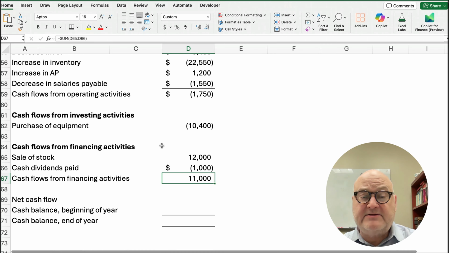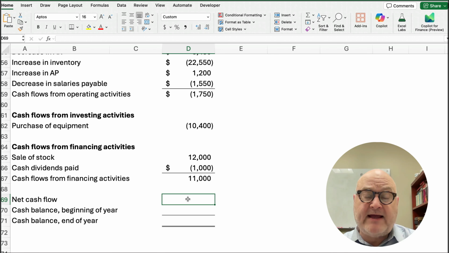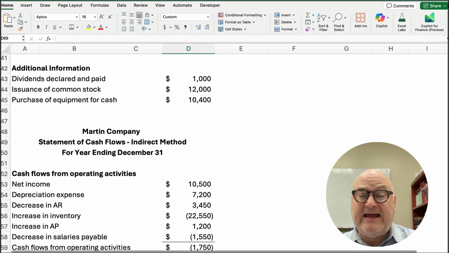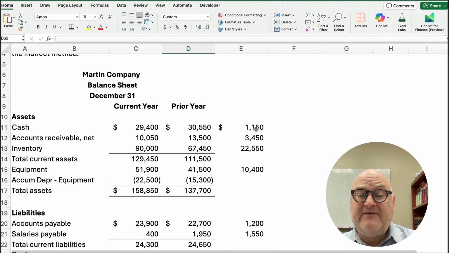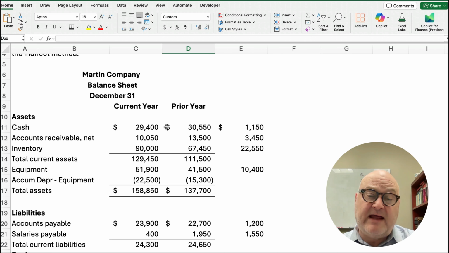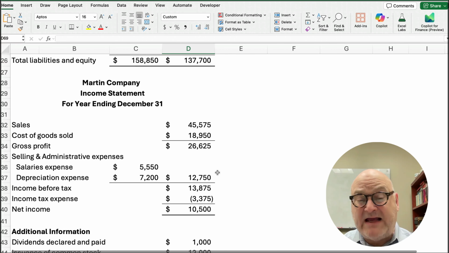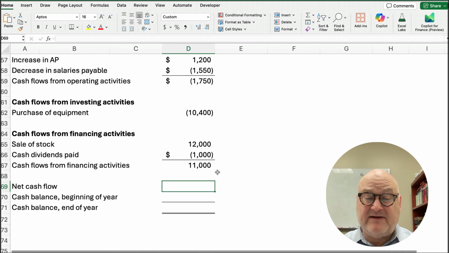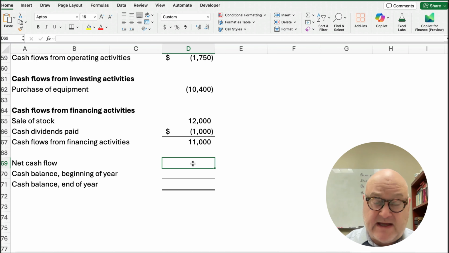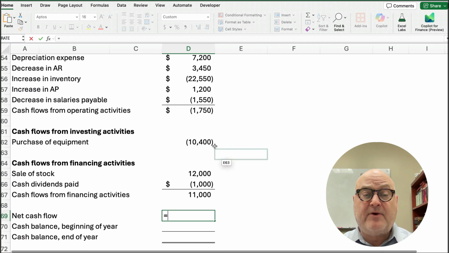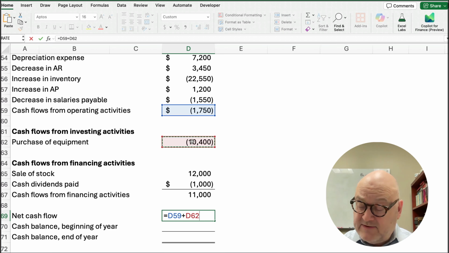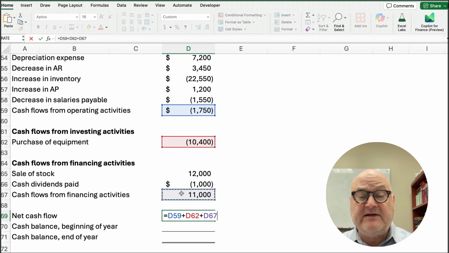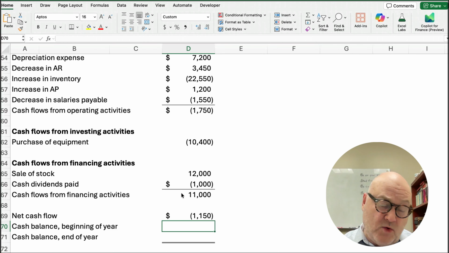Okay, so now here's the magic moment. Our net cash flow should be a 1150. Okay, it goes down 1150. So we should have negative 1150. Let's see how it works. We're going to take the cash flows from operating plus the cash flows from investing plus the cash flows from financing. Woohoo! It worked. 1150 is a negative.